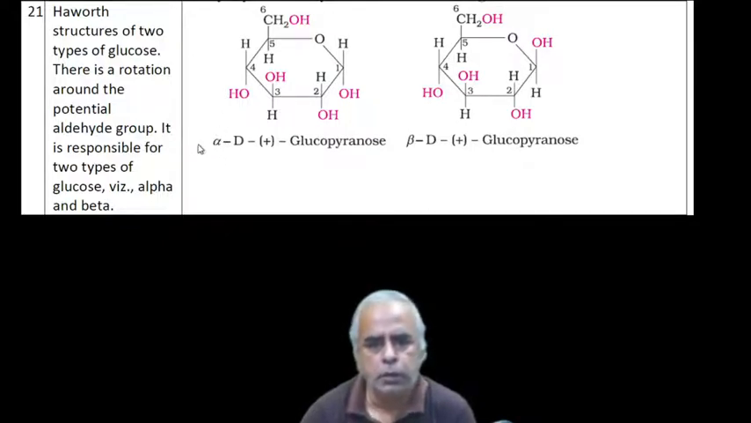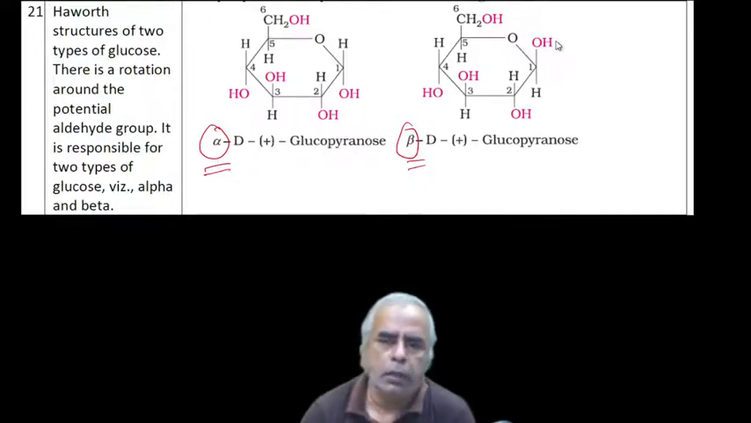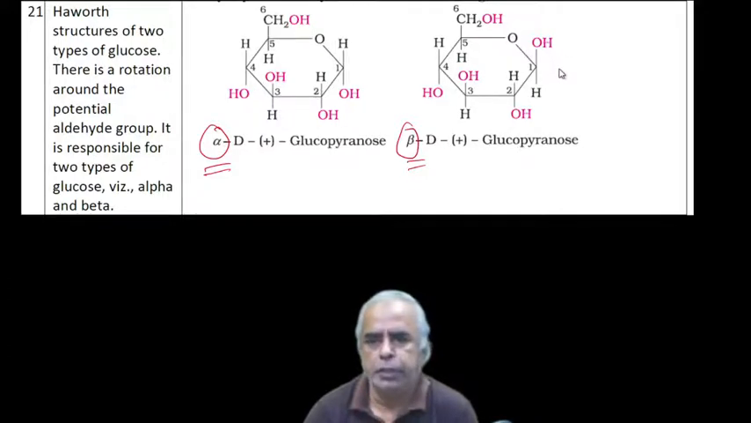Okay, so what is that? Alpha glucopyranose, then beta glucopyranose. This nomenclature arises because of the rotation around the potential carbonyl group. So this CHO, CHOH, that is rotating. Okay, so it results in, in this case, when the OH group is on the lower side, this is called alpha. When it is shown on the upper side, then it can be called beta. Do you understand? Otherwise, everything remains the same.